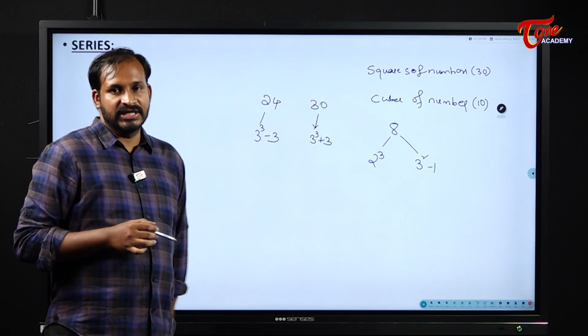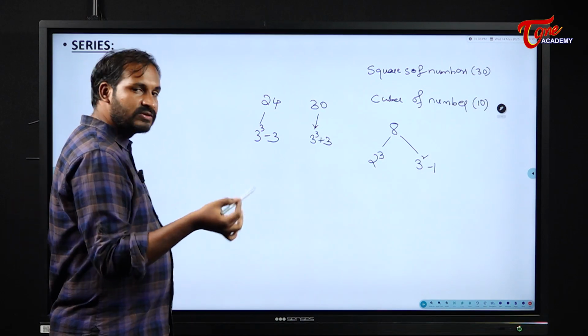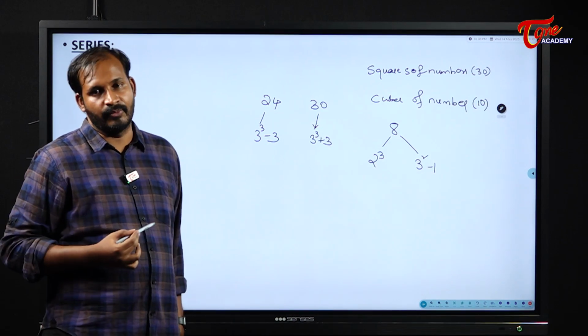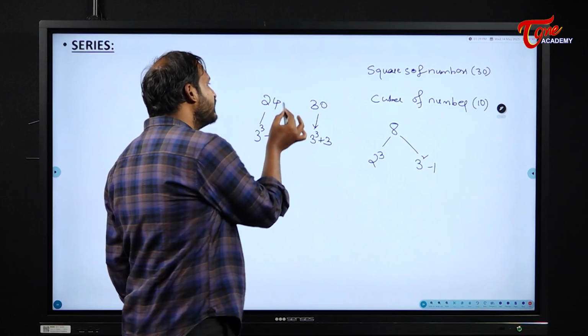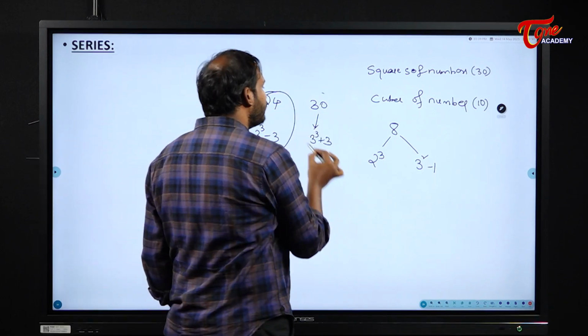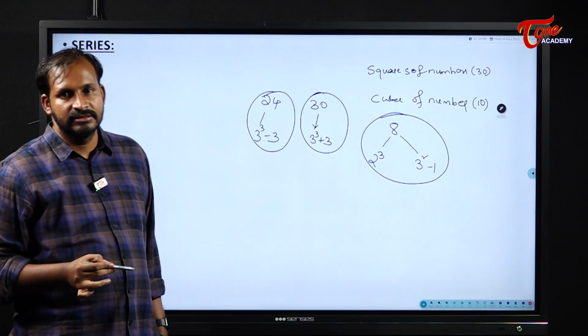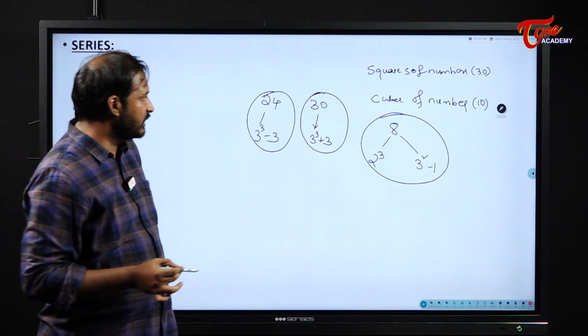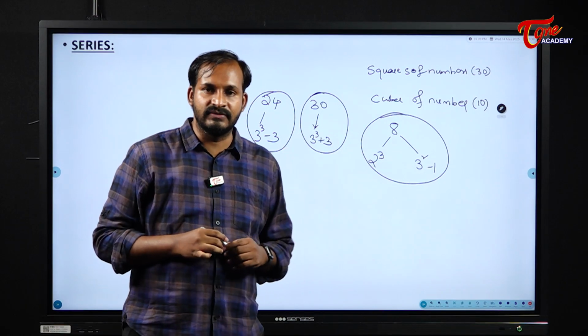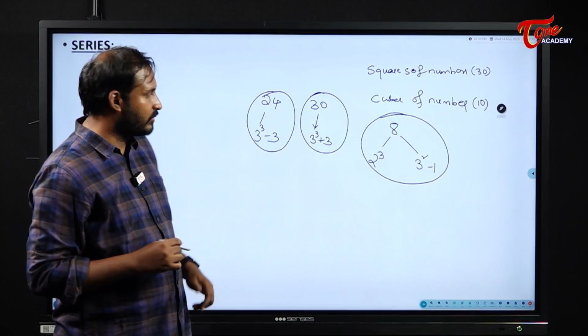Not only cubes and squares, but also the numbers plus or minus to them are very, very important. You should be able to identify these things. If you are once able to identify these things, easily you will solve most of the questions. These are the very, very important observations which you should make while solving the problems.